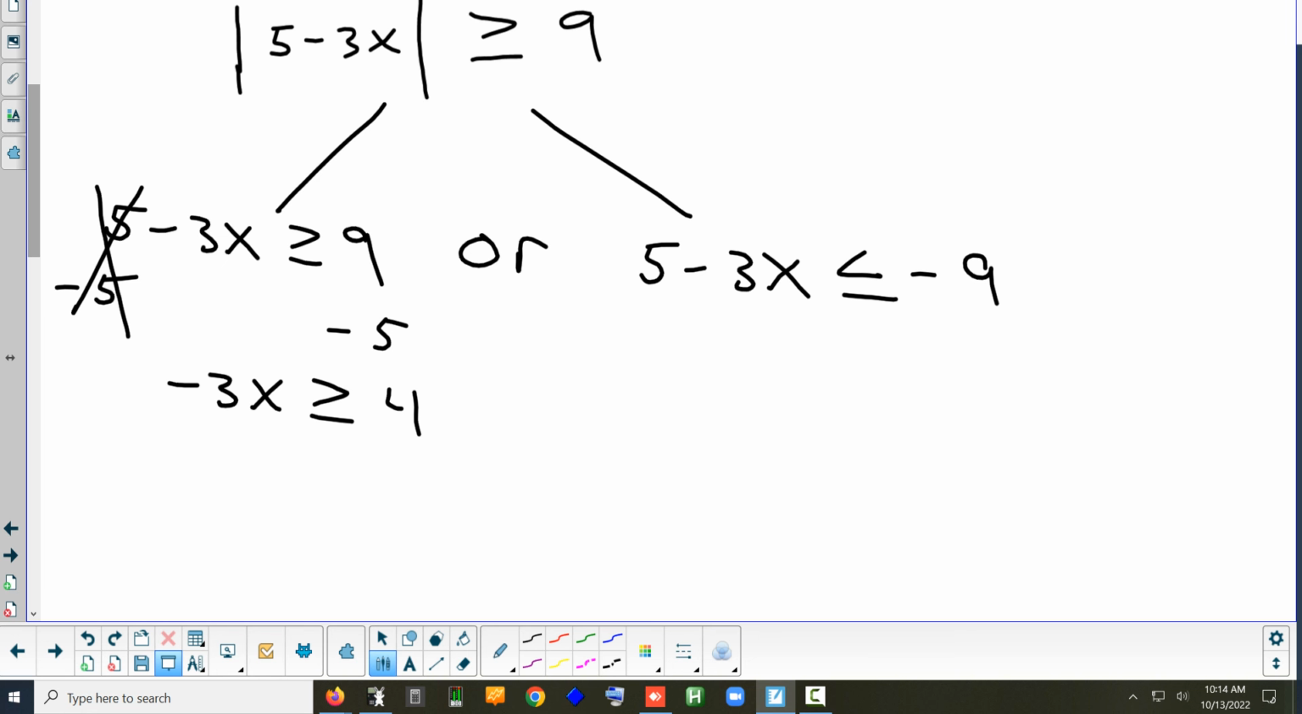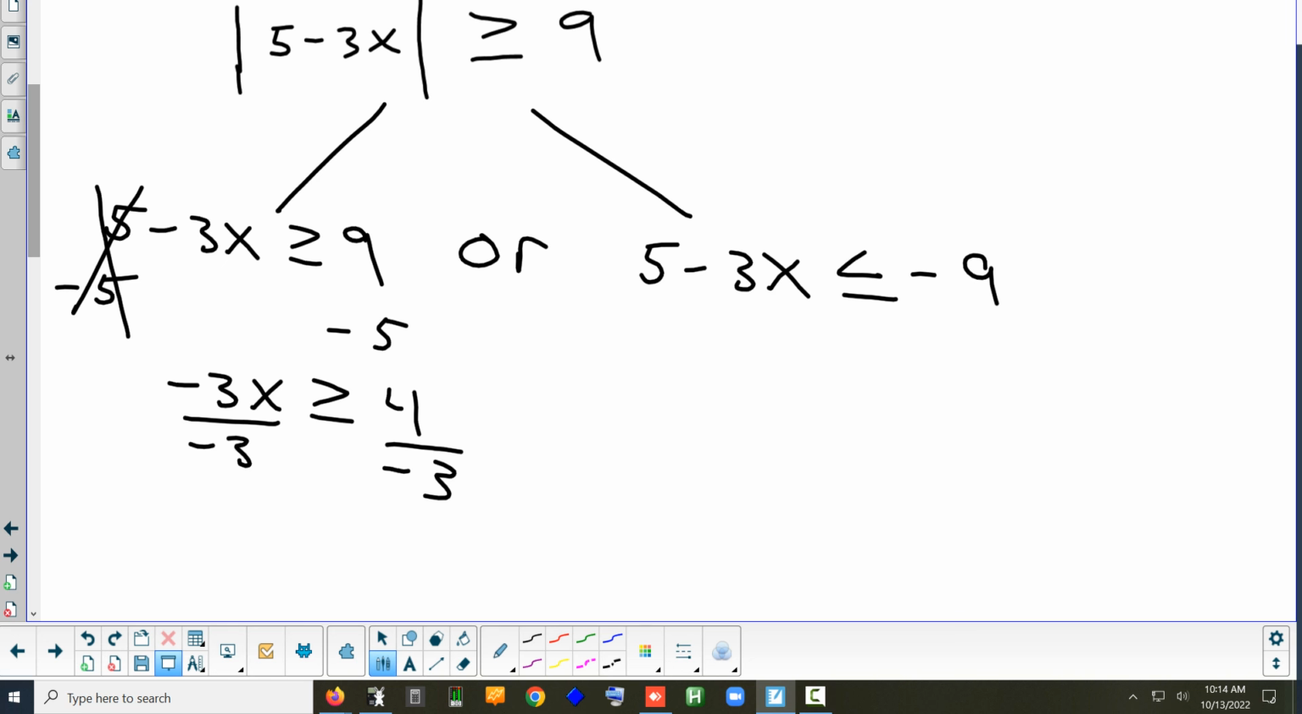And Joe, do I have x by itself yet? No. No, what's still there that we don't want there? Negative 3. Right, we don't want that negative 3. So how are you going to get rid of the negative 3? Divide it. Yep, so we're going to divide. And what are you going to divide by? Negative 3. Perfect. We're going to divide by negative 3.